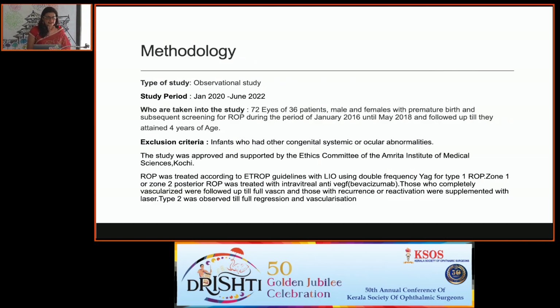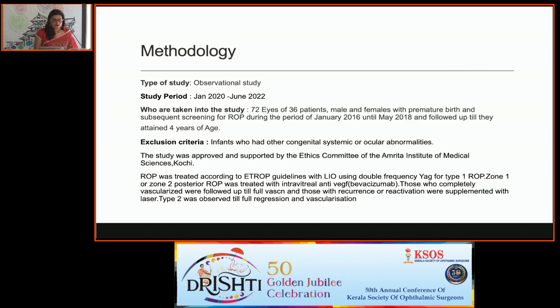It's an observational study. The period was Jan 2020 to June 2022, where the intervention was done, but we are doing it at 4 years. It is a retrospective study to see what are the risk factors for myopia. At 4 years, we looked at the refractive criteria.